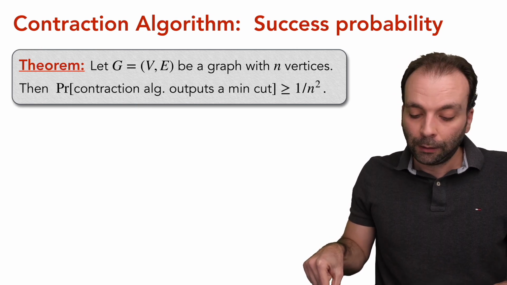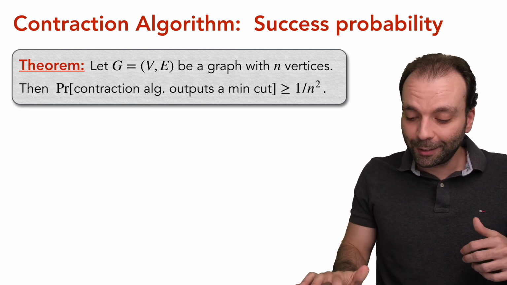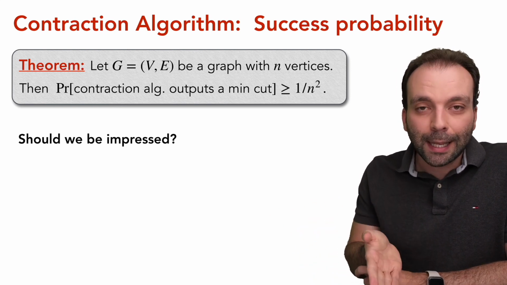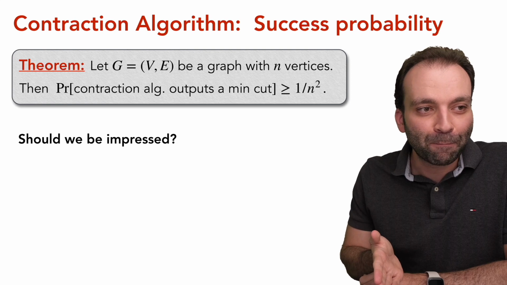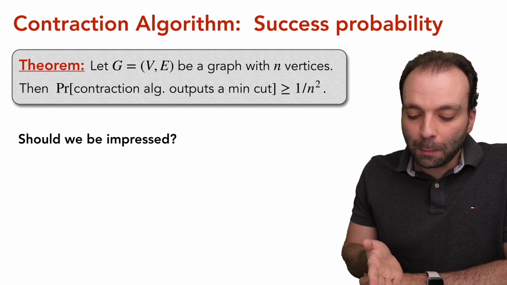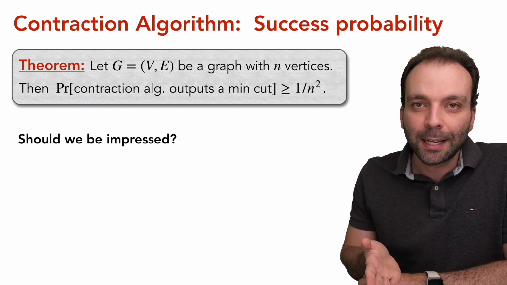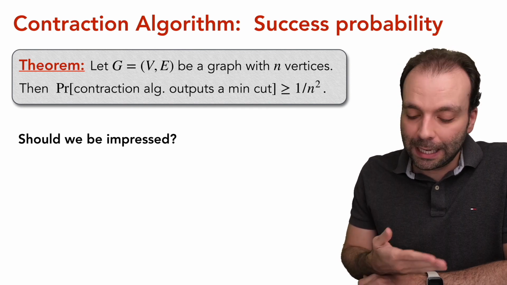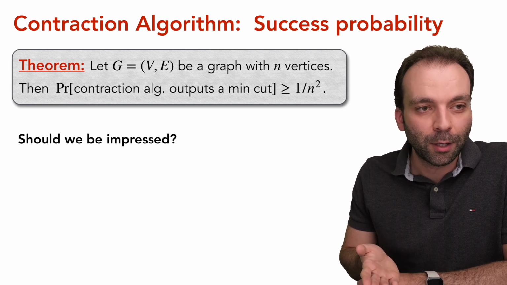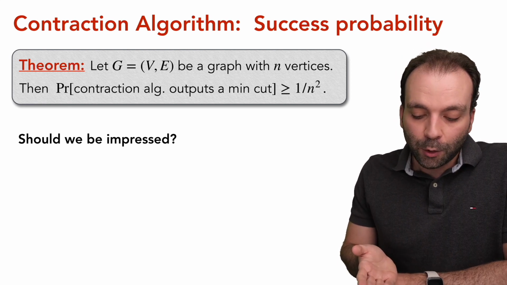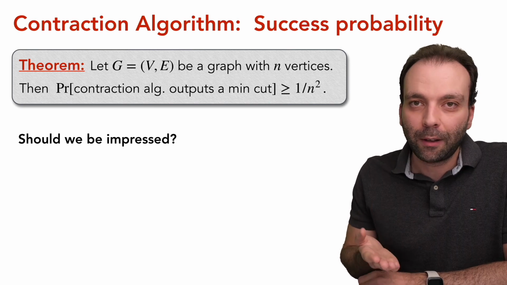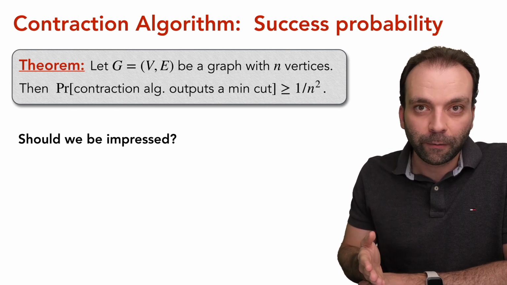Okay, that's the theorem. Now, you might say, should I be impressed by that? Because this is not an error probability, it's a success probability. So if you're telling me I have 1,000 vertices, n is 1,000, then my success probability is 1 over a million. If you have 1,000,000 vertices, it's even much, much worse. So it's very close to 0. So what are we doing here? This seems like a very bad algorithm on the surface of it.